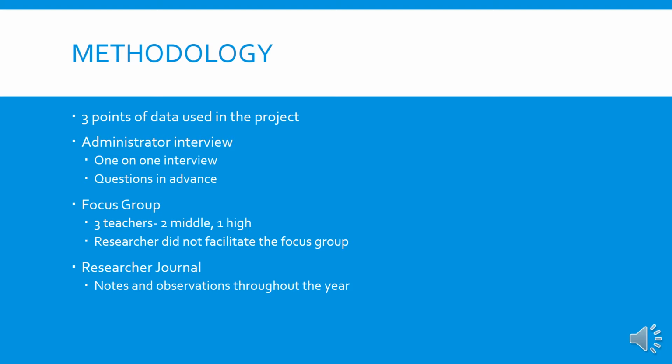The third data point that was used was the researcher's journal. The researcher had the journal for approximately 8 months, creating notes and observations throughout the year.